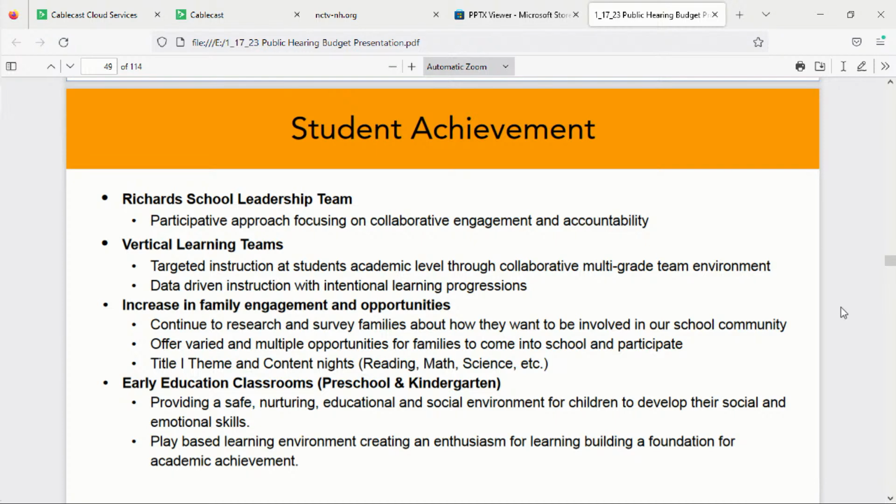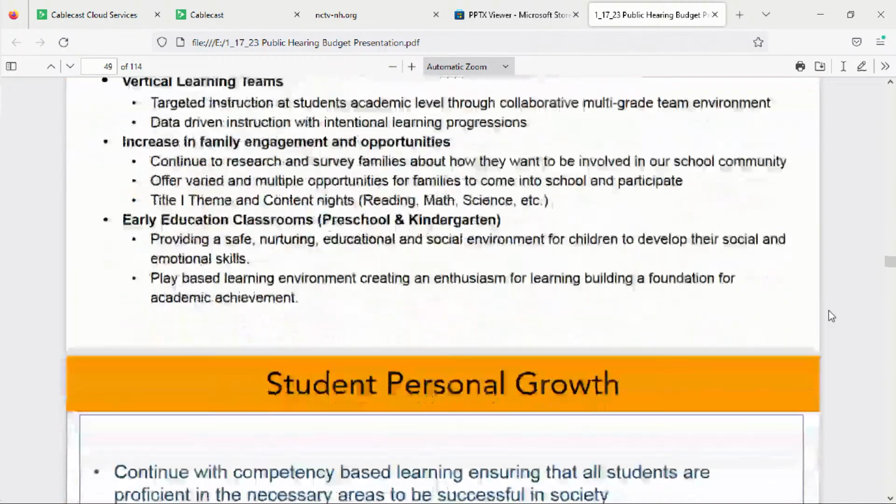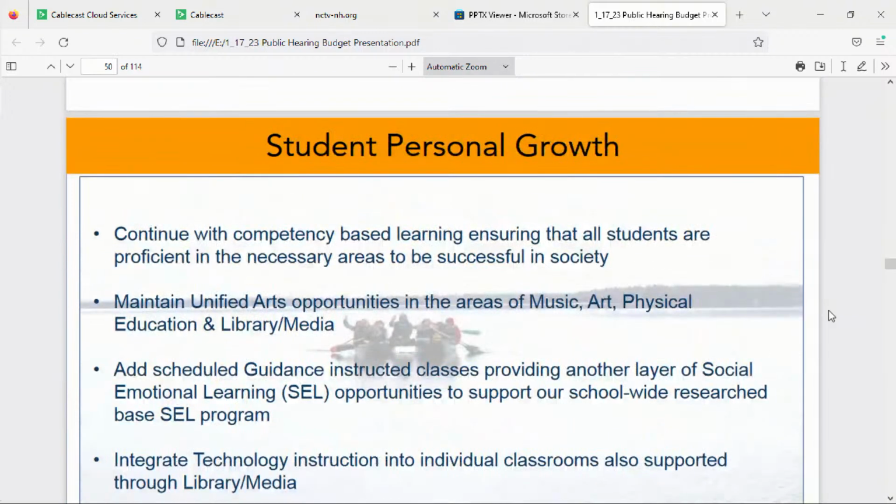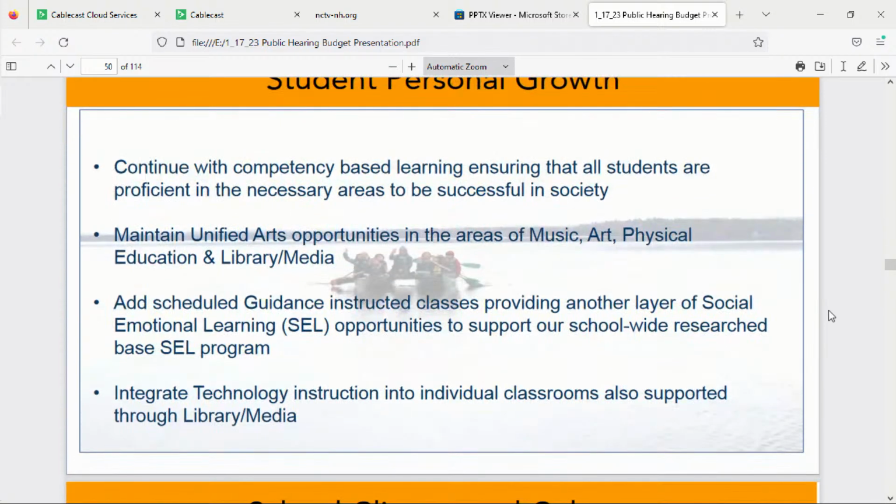So, student personal growth, we're going to continue with the competency-based learning. That's our focus. We know we're a CSI school, and we are focusing on that. Not that we're teaching to the test, but we're exposing what is required for students to be successful, and to look at our curriculum and really reflect on where we're at and what is best for our students in order to improve that. That's our goal. We're going to maintain unified arts opportunities in the area of music, art, physical education, and library media.